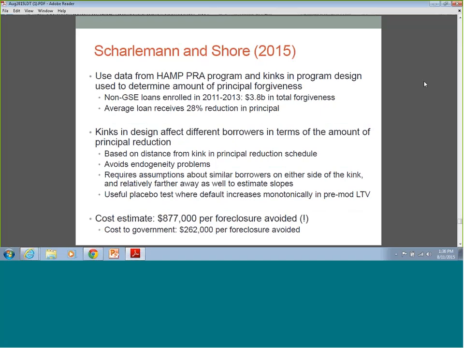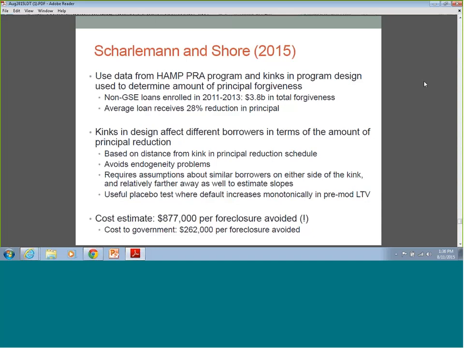But I think the placebo test is really the thing that knocks this paper out of the park for me. And I'm going to show it in just a second, but Tess really buries the lead when she gets the cost estimate, and again, it's not exactly cost, but $877,000 per foreclosure avoided, and the cost to the government is $262,000 per foreclosure avoided.